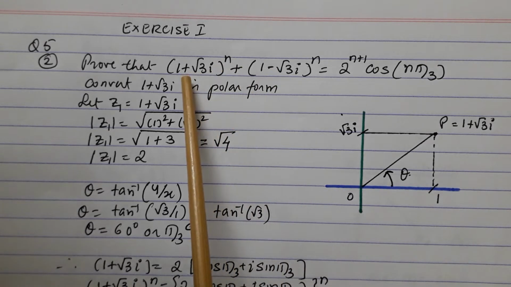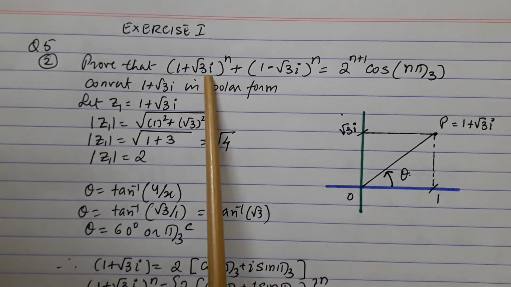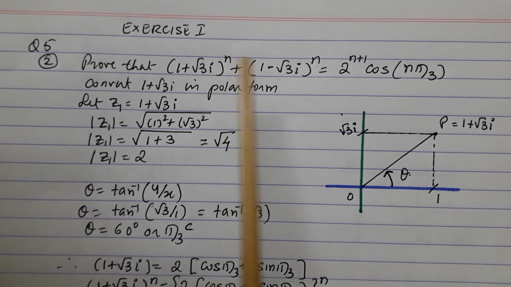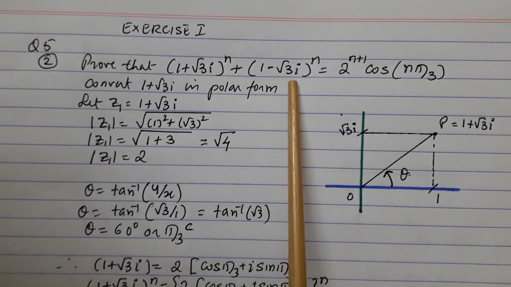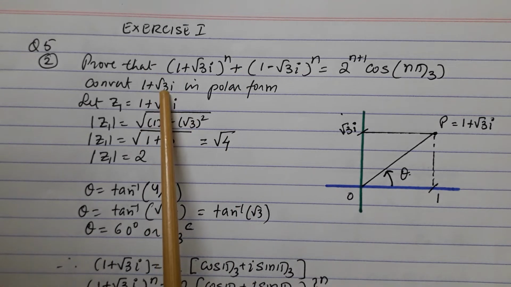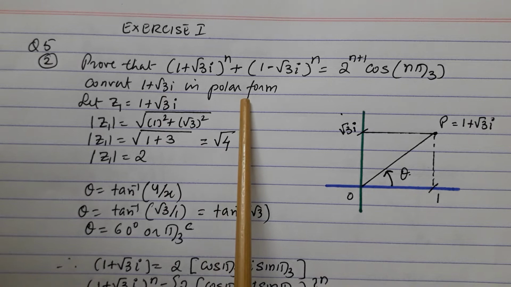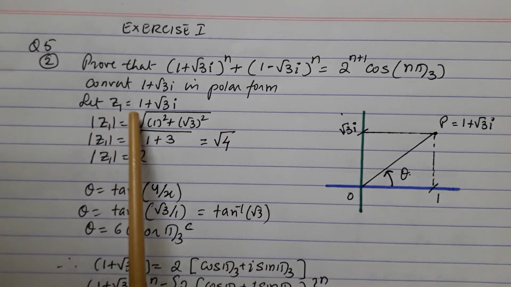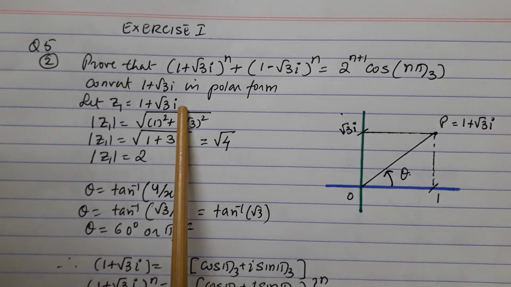And for that we will need to convert these two complex numbers, 1 + √3i and 1 − √3i, into their polar form. So let us do it step by step. Consider the number 1 + √3i. Let us convert this into the polar form. So let Z1 be 1 + √3i.